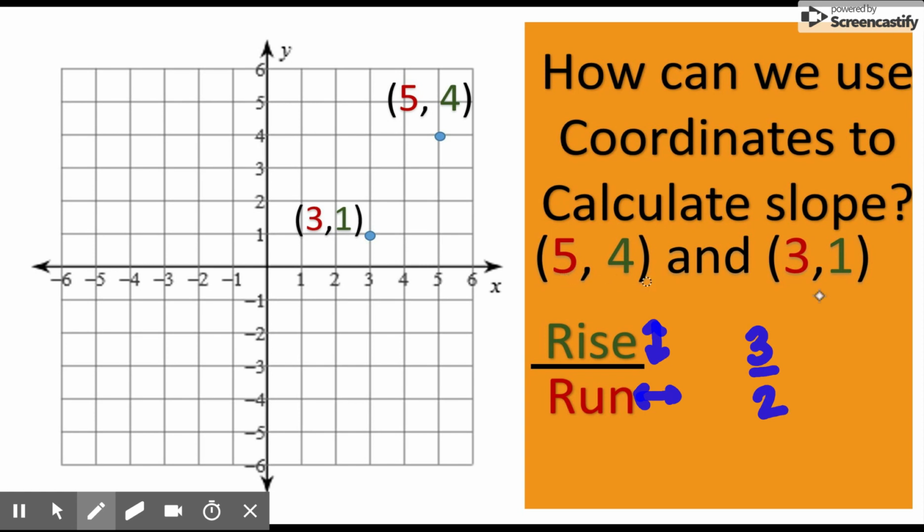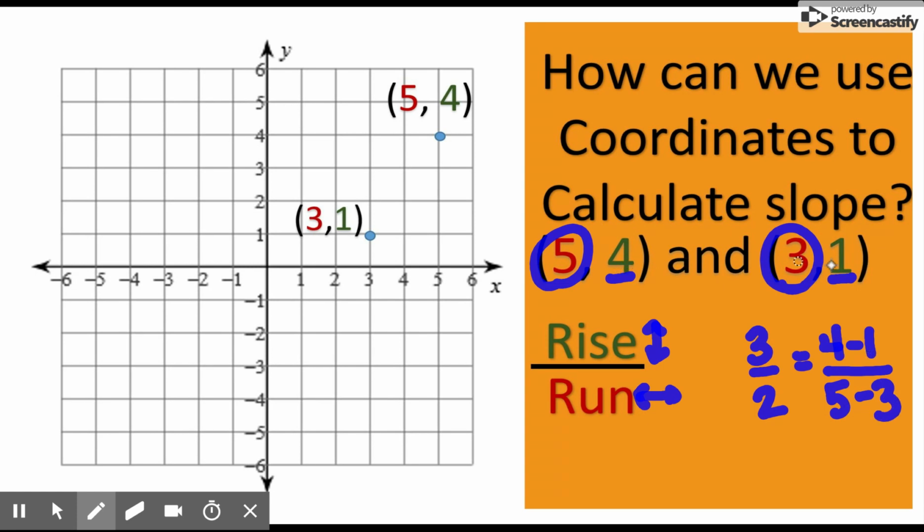If we look at the numbers, rise, we get an answer of 3. From 4 to 1, we get 3. How does that happen? Well, we say 4 minus 1, and that's equal to 3. Then if we look at the x-coordinates, 5 and 3, and our result was 2. So really what you're doing is you're taking the difference of the x's and the difference between the y's, and that gives you your slope.